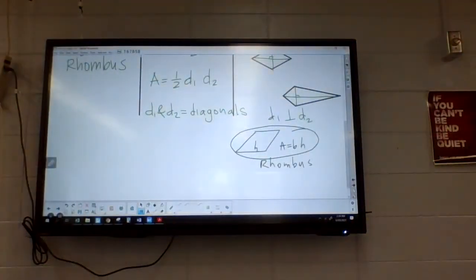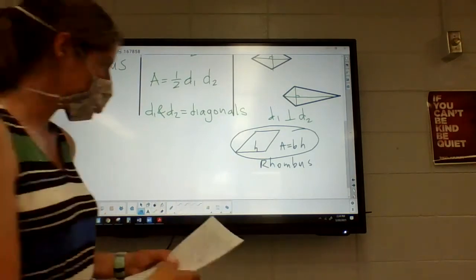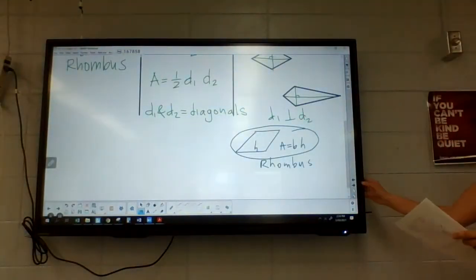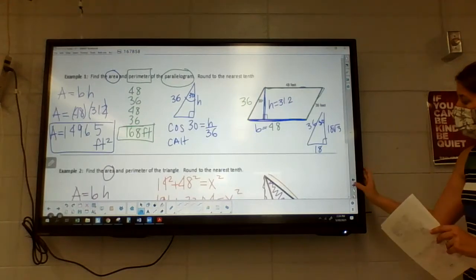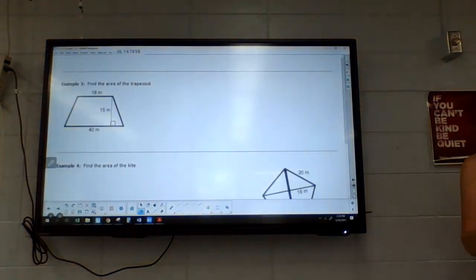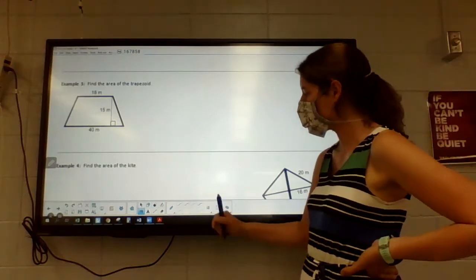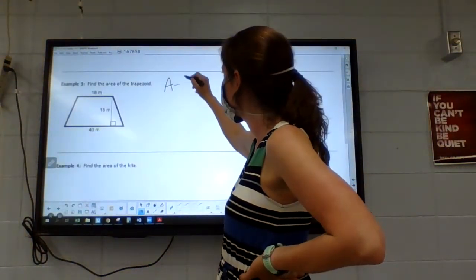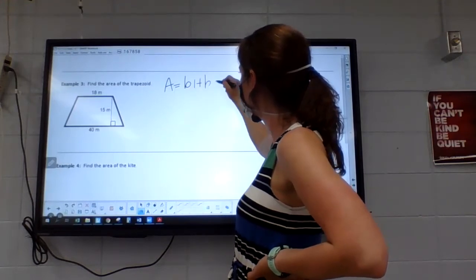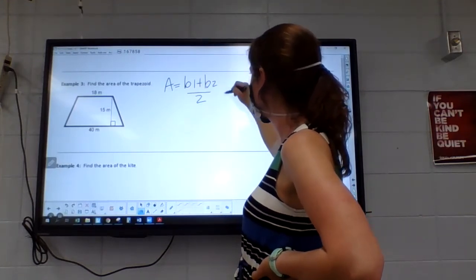All right, so if you guys want to flip to the examples we haven't done yet. So that's example 3, I think, is the first one. They tell us this is a trapezoid, so we want to find the area of the trapezoid. This one's pretty straightforward. They really give you everything you need to find that area of the trapezoid using that formula. So our area of a trapezoid formula, B1 plus B2 divided by 2 times the height.